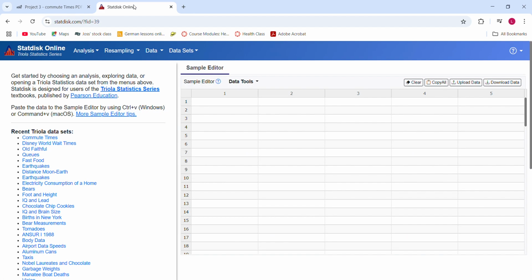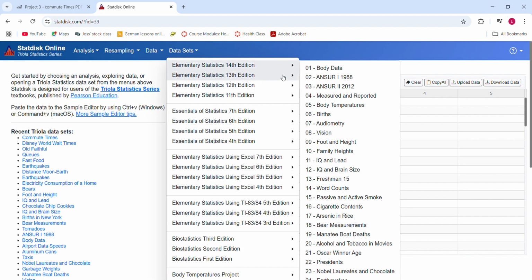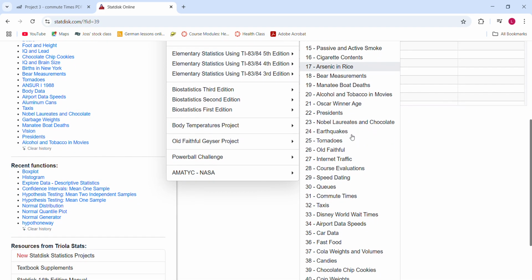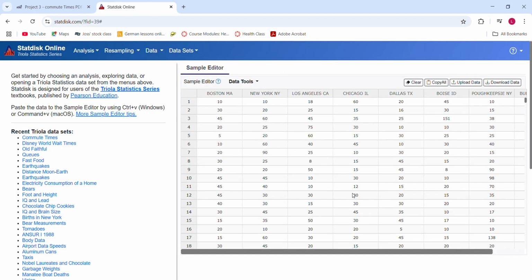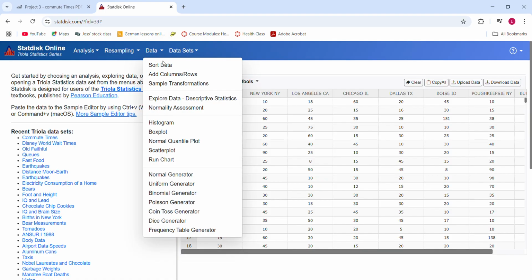So going ahead and opening up StatDisk, if you go to Datasets, 14th edition, and then scroll down until you see the commute time dataset, which is 31, and go ahead and select that, and it will automatically put all that data in. If you had old data in there and you needed to clear it, note that there is a clear button up here that you can clear it. And then from here, again, remember all your different drop downs have everything.